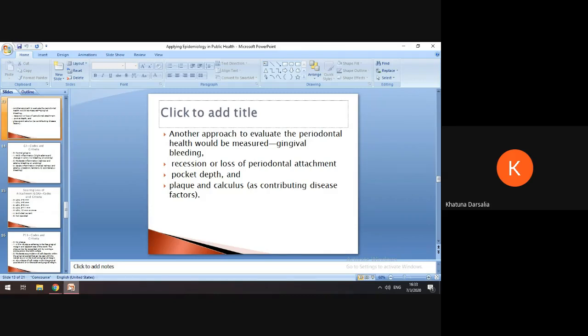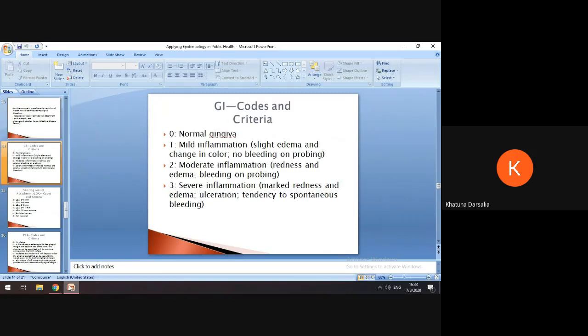I will show you the GI codes and criteria. 0 means normal gingiva. 1 is mild inflammation, slight edema, and change in color. No bleeding on probing, which is very important. 2 is moderate inflammation: redness and edema, bleeding on probing. And 3 is severe inflammation: marked redness and edema, ulceration, tendency to spontaneous bleeding.